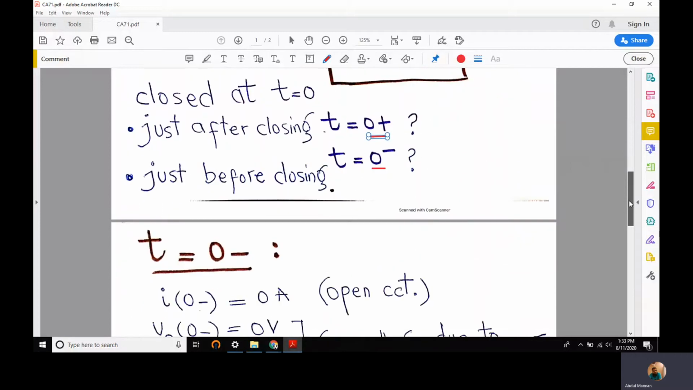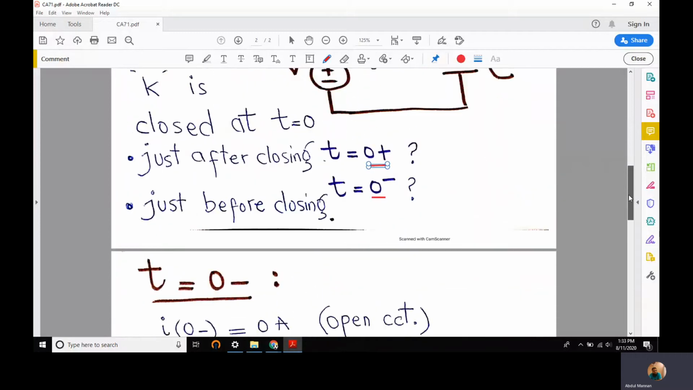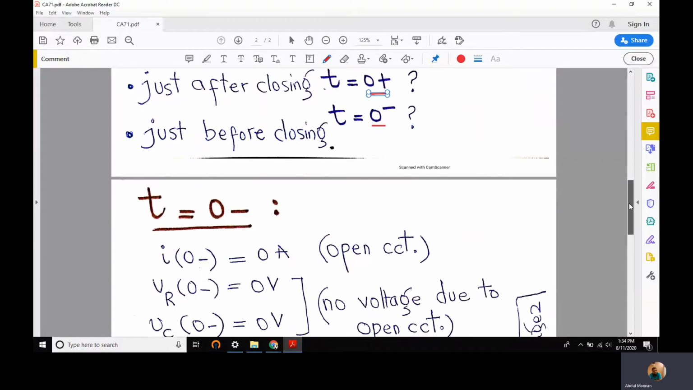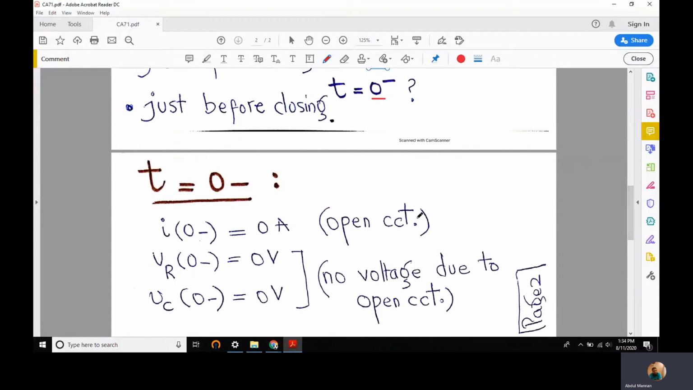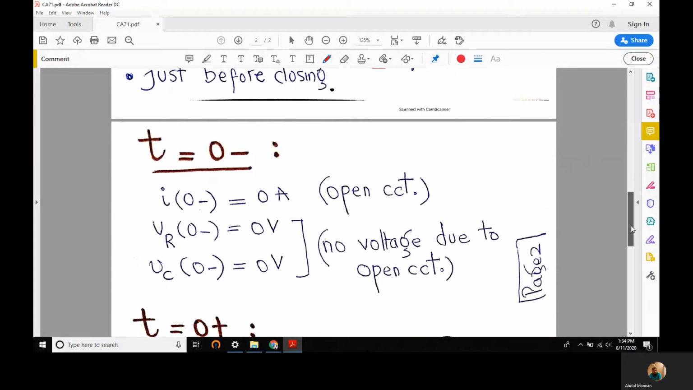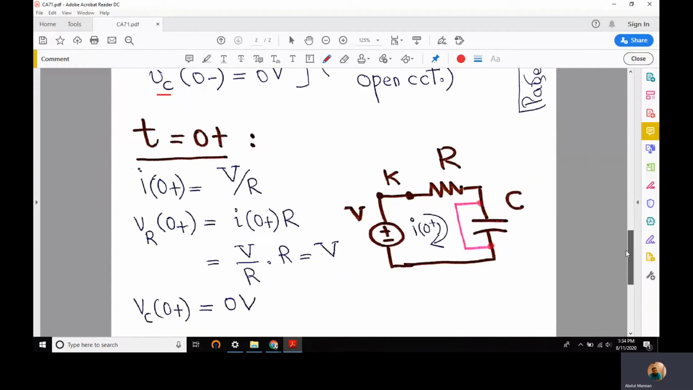So let's see the transient behavior of this RC circuit, which will be decided by the capacitor. At time t equal to 0 minus, we don't have any current because the switch is open and there is no current flowing. And of course, the voltage drop across resistor and across capacitor will also be 0. What happens at time t equal to 0 plus? It means that we have just closed the switch.